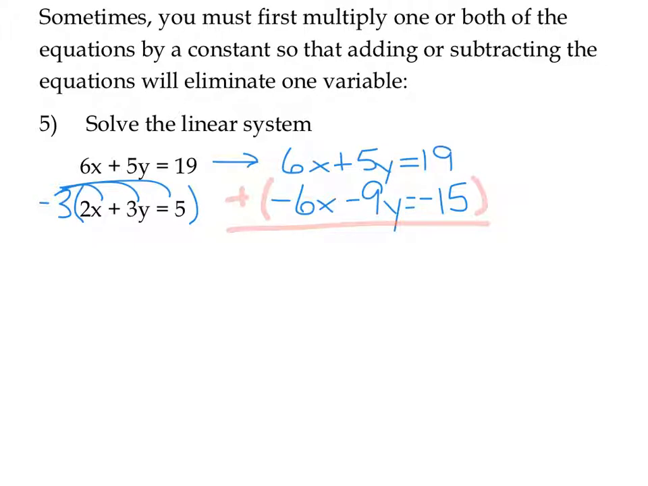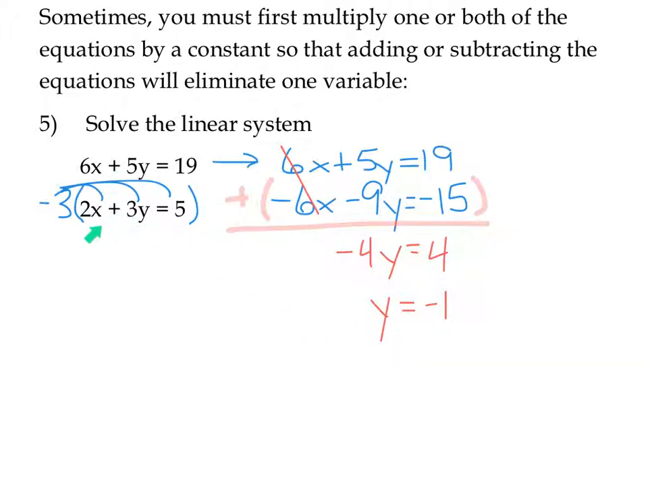When I add these two equations together, those cancel out. 5 plus negative 9 is negative 4y. And then 19 plus negative 15 is 4. Divide both sides by negative 4 and I get y equals negative 1. So you can see after I multiplied one of the two equations, that allowed me to use elimination. And now I can take that negative 1 for y and I could plug it into either of my two equations.